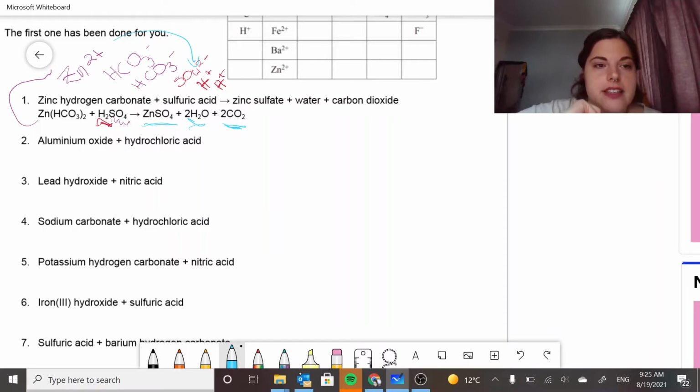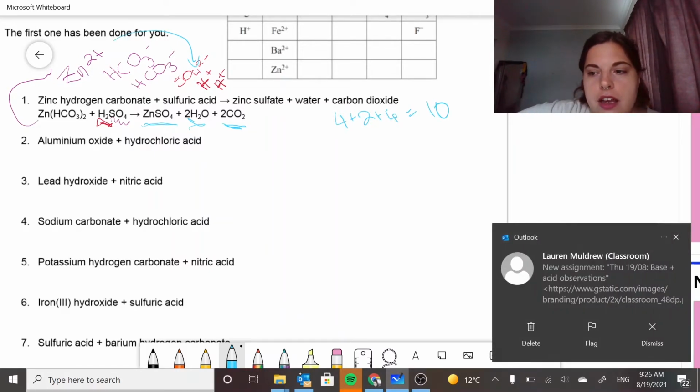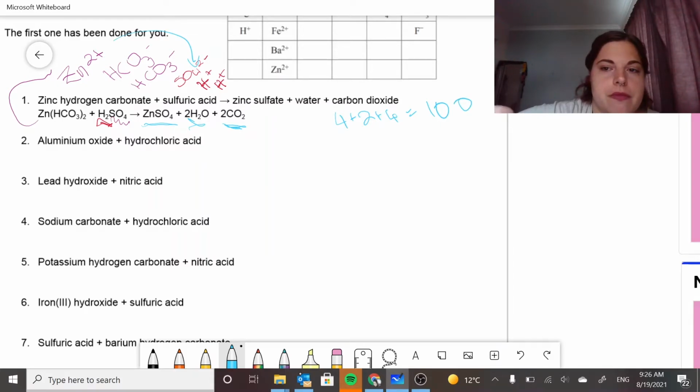Now we can check that this equation is balanced by counting the amount of atoms on each side. So on the product side, we have got 4 plus 2, because 2 times 1 is 2. 4 plus 2 plus 4. So 4 plus 2 plus 4. We've got 10 oxygens. Okay? Now on this side, we have got 6 oxygens here, and we've got 4 oxygens here. 4 plus 6 is 10.